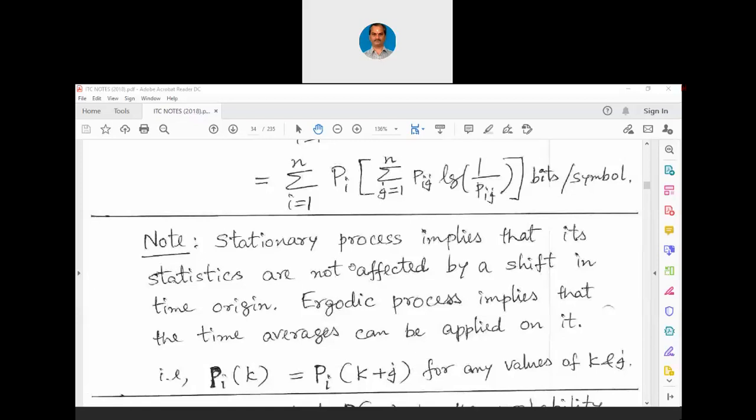But in a stationary process, this is not required. The Pi of k plus j is also not required, because it is going to remain the same anyhow in case of a stationary process.